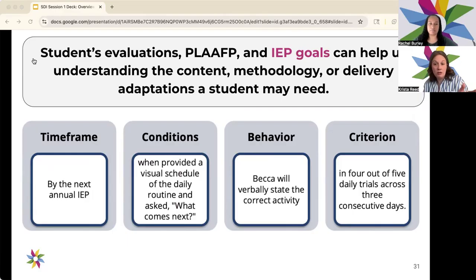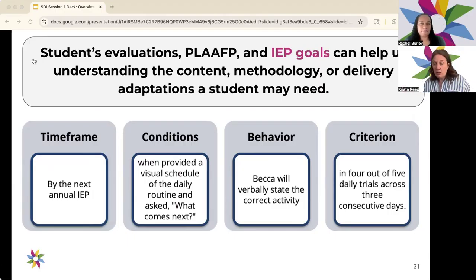What this team did really well was specify the conditions under which this would happen. They said, when provided a visual schedule of their daily routine and asked what comes next, Becca will verbally state the correct activity. So they've created some clues about what type of instruction they think they will need to provide Becca in order for her to be successful using a visual schedule as an aid. You could see the content that Becca needs is content on how to use a visual schedule.